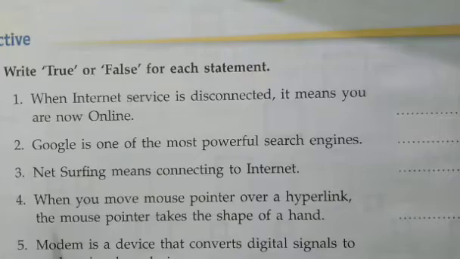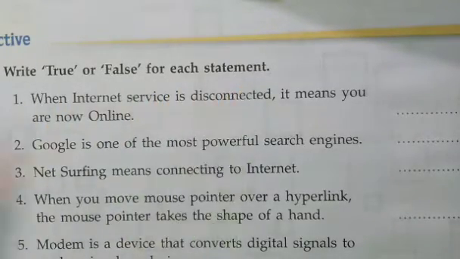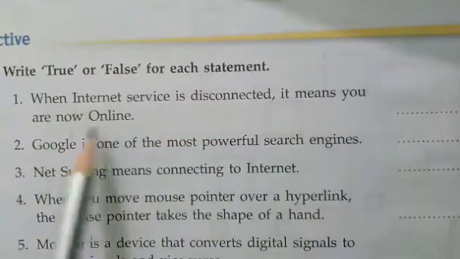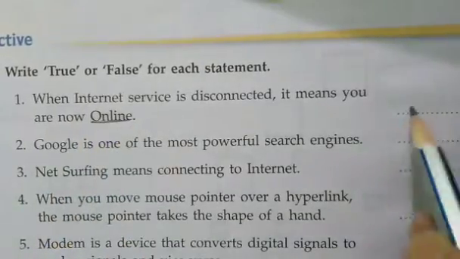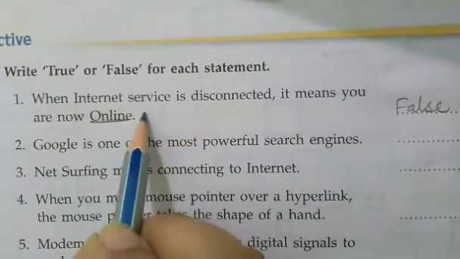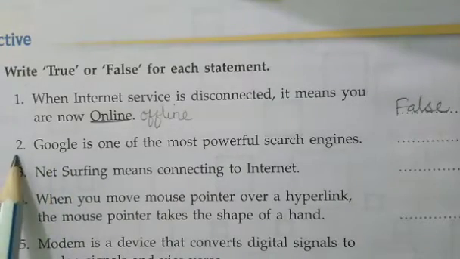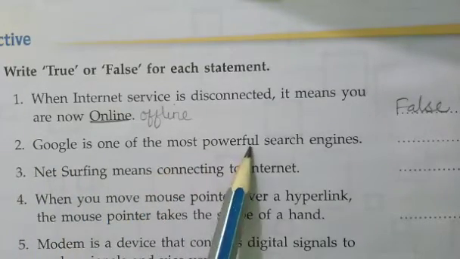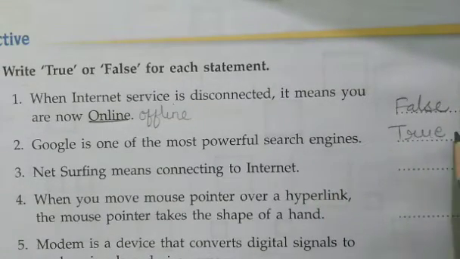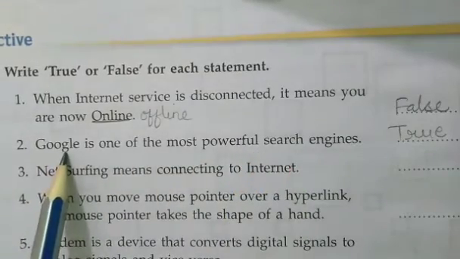So now here comes the first question. Write true or false for each statement. First one is, when internet service is disconnected, it means you are now online. No children, write down false. When we get disconnected from the internet service, it means we are offline. Second, Google is one of the most powerful search engines. Yes children, true. Yahoo is also one of the most powerful search engines, but mostly we use Google.